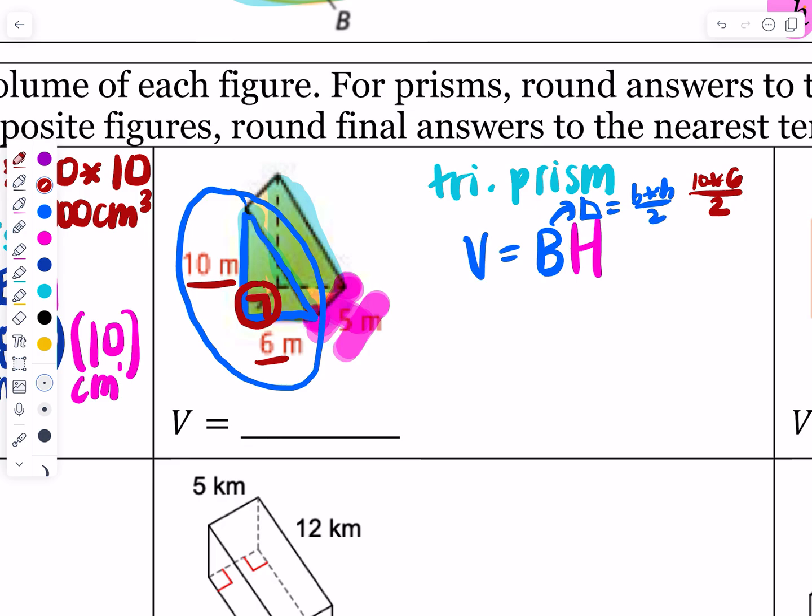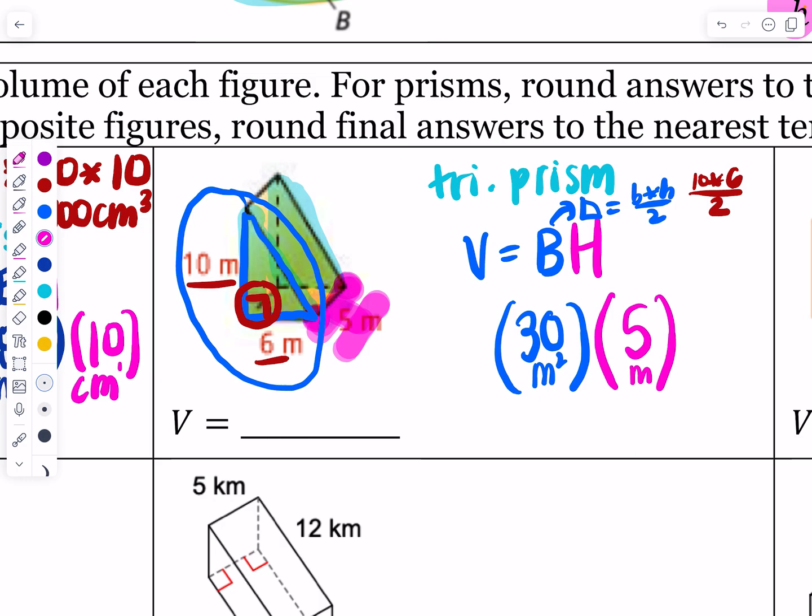So what is half of 60? That is going to give me an area for that base of 30 meters squared. So it's going to be 30 meters squared. I'm not going to write the units every time, but just to get us used to it. And then what is the height between those two bases? It's going to be 5 meters. So what is 30 times 5? That is going to give me a total volume of 150 meters cubed. 150 meters cubed is my total volume.